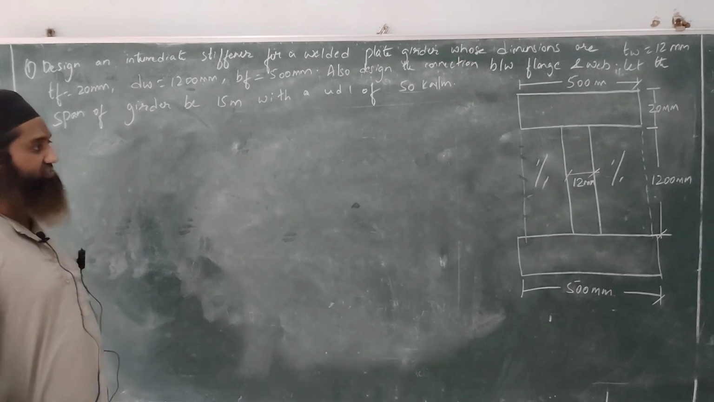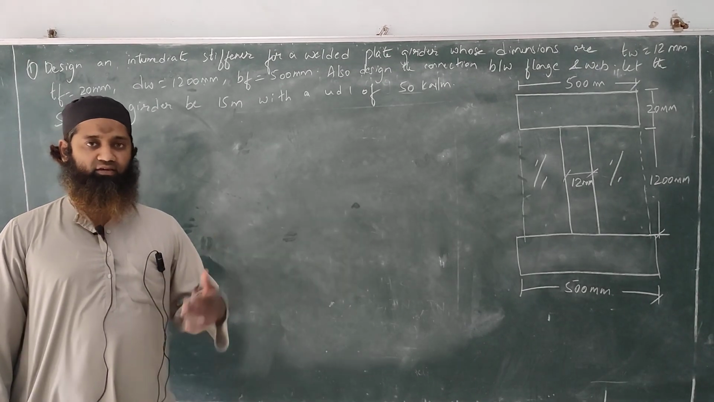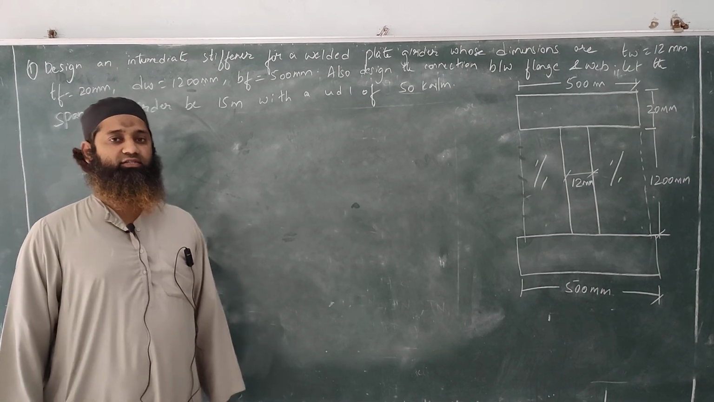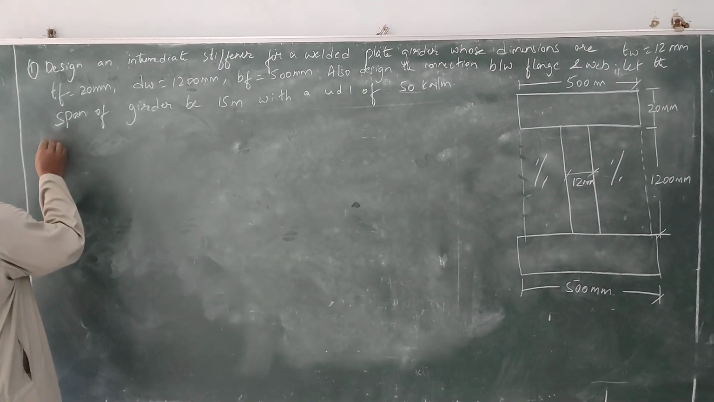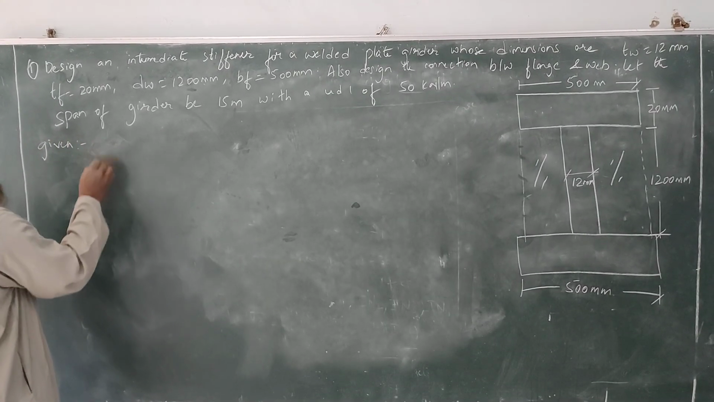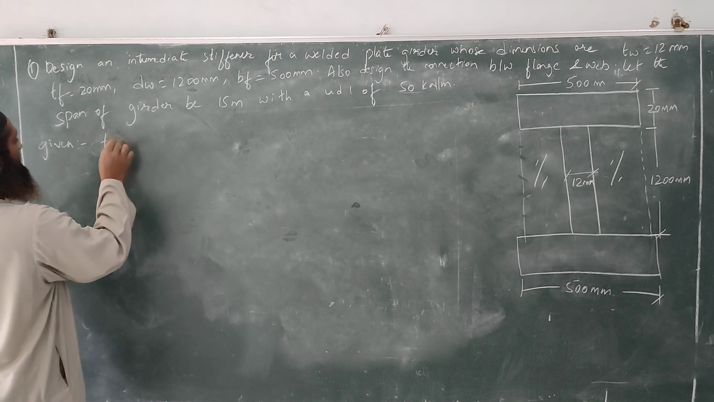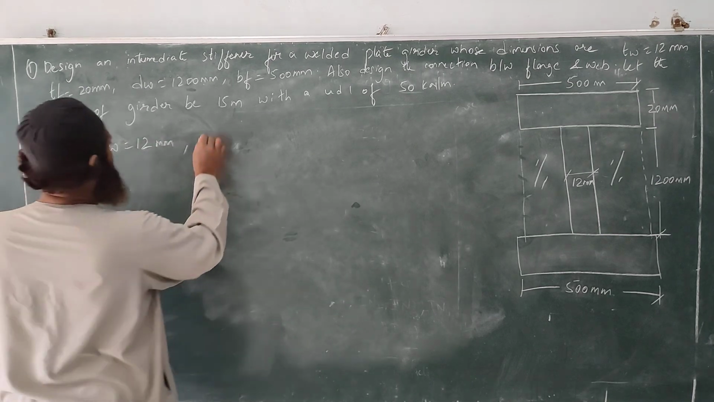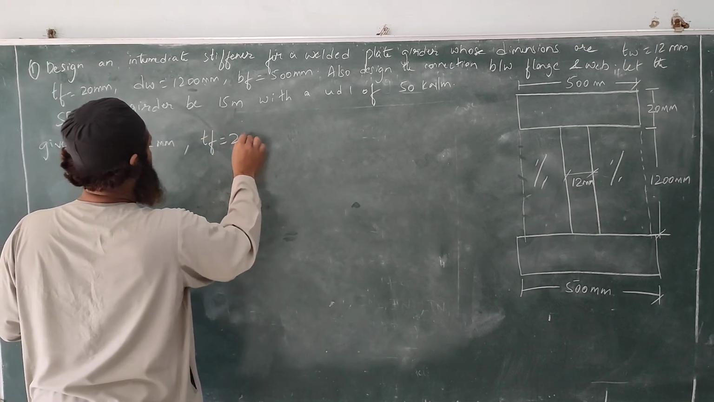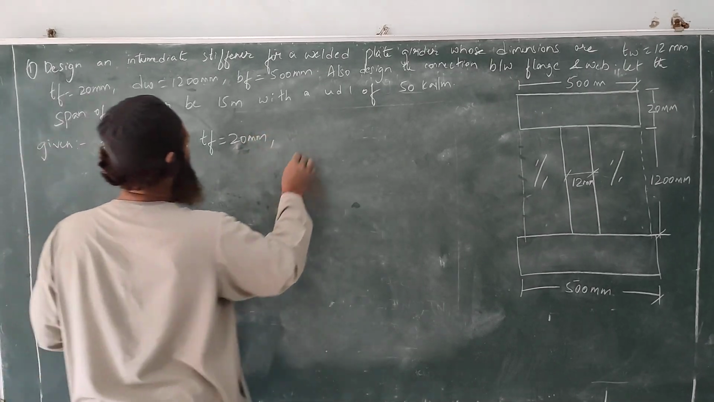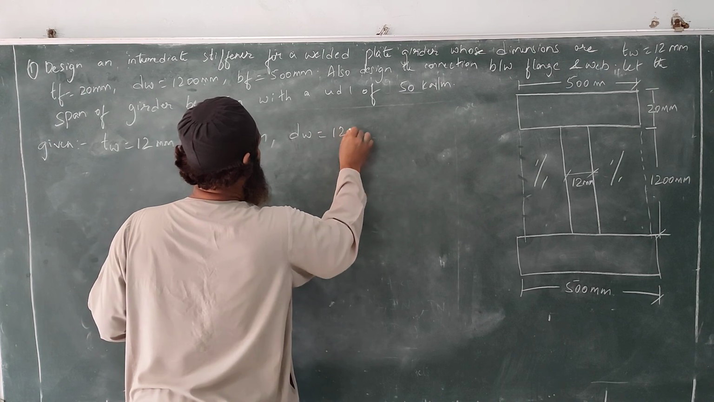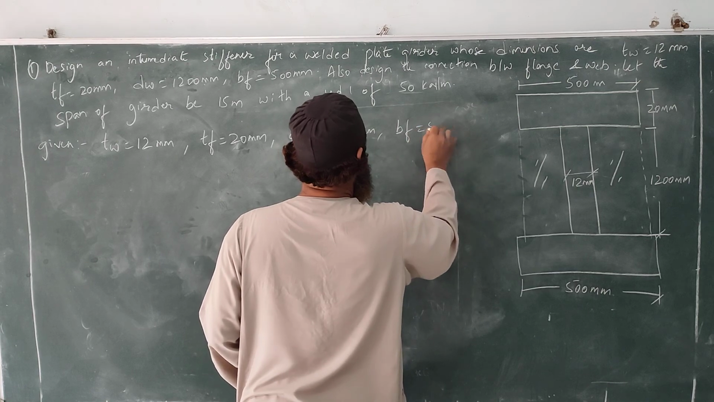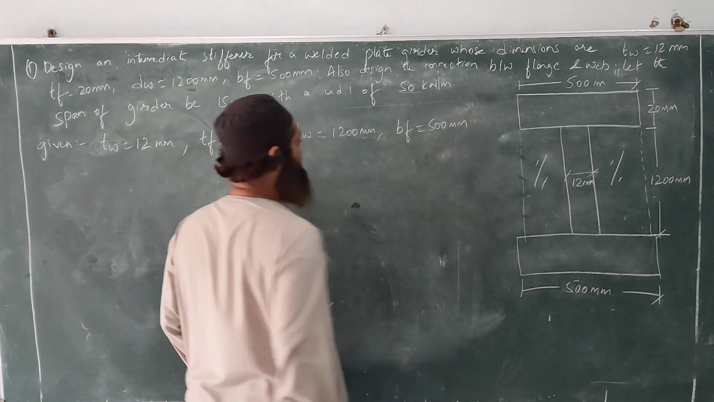Now we'll be designing the intermediate stiffener. We'll be seeing each step one by one, and solving this problem now. Let us see what is given. We'll just write that. Given: TW, thickness of web, is 12 mm, thickness of flange is about 20 mm, depth of web is about 1200 mm, and breadth of flange is 500 mm. So all these dimensions he has given.